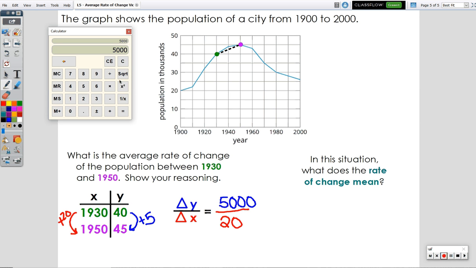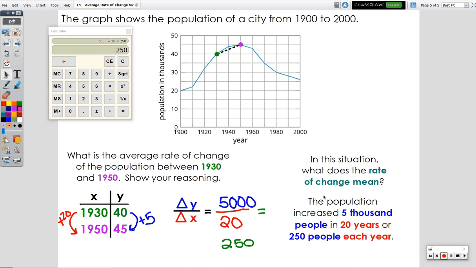So we'll do 5,000 divided by 20, and we see that our average rate of change is going to be 250. And what that means in the context of this problem is that we got 250 more people every year. Okay, the population increased 5,000 people in 20 years, or 250 people each year.